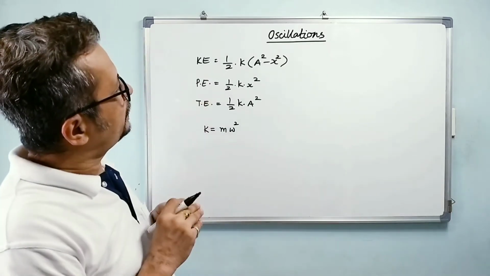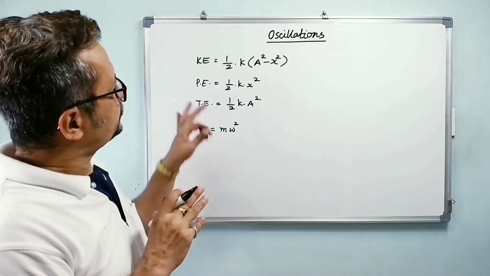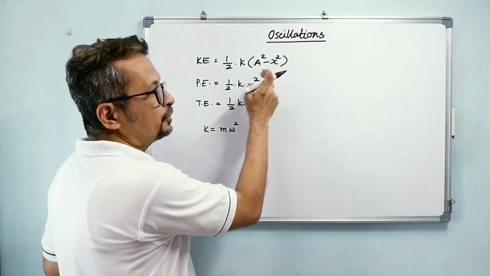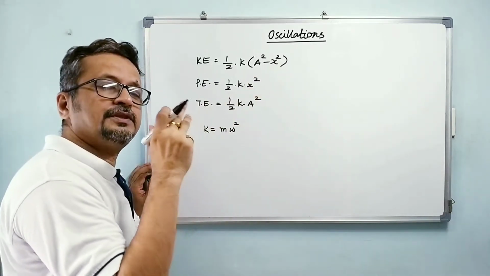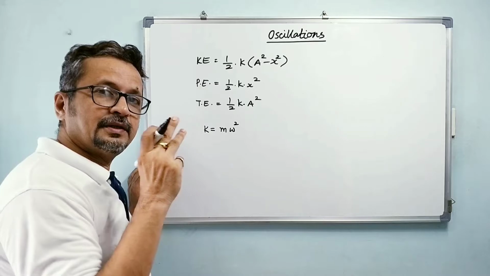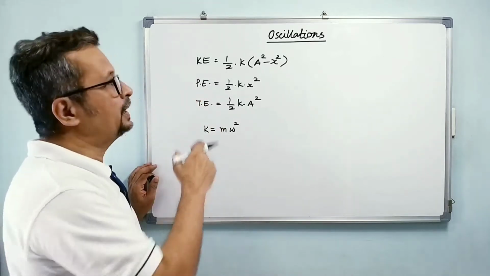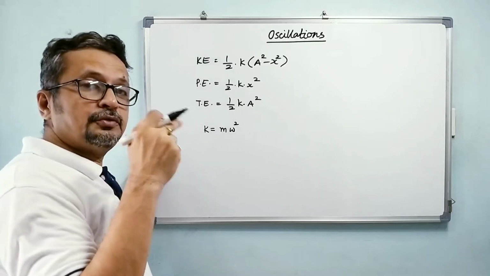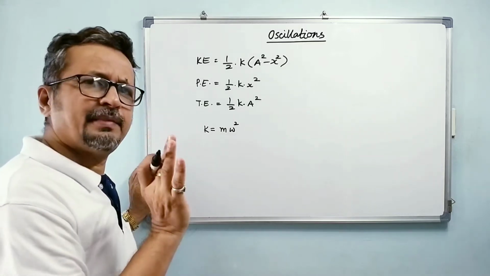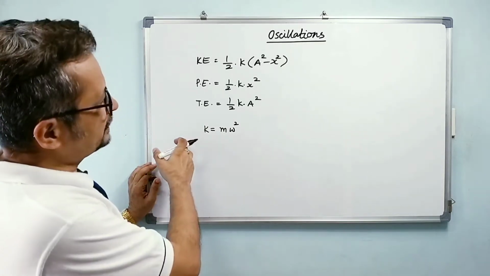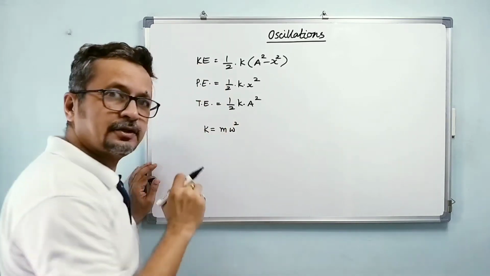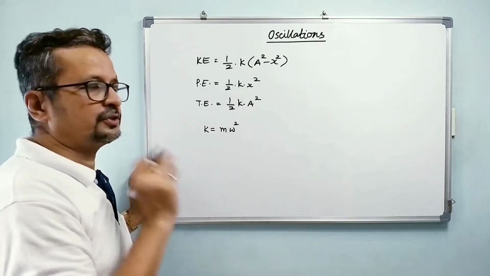Now here, if we look at kinetic energy, as you go away from the mean position, that means as the value of x goes on increasing, what happens to the kinetic energy? It goes on decreasing. Potential energy increases when you go away from the mean position, but the total energy remains constant. We just added these expressions and we got this. So total energy is going to remain constant.